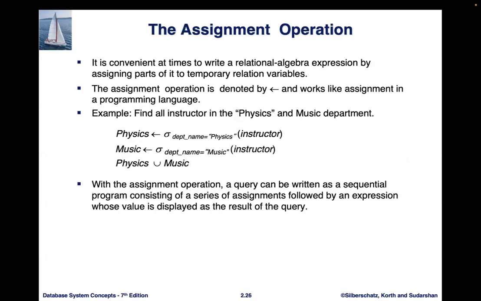That is the assignment operation. We say, select department name is physics from the instructor table, and assign this to a variable called physics. Similarly, department is music, assign that to a variable called music, and then we do physics union music. So we are just assigning variables, and the assignment operation is denoted by this arrow mark here.